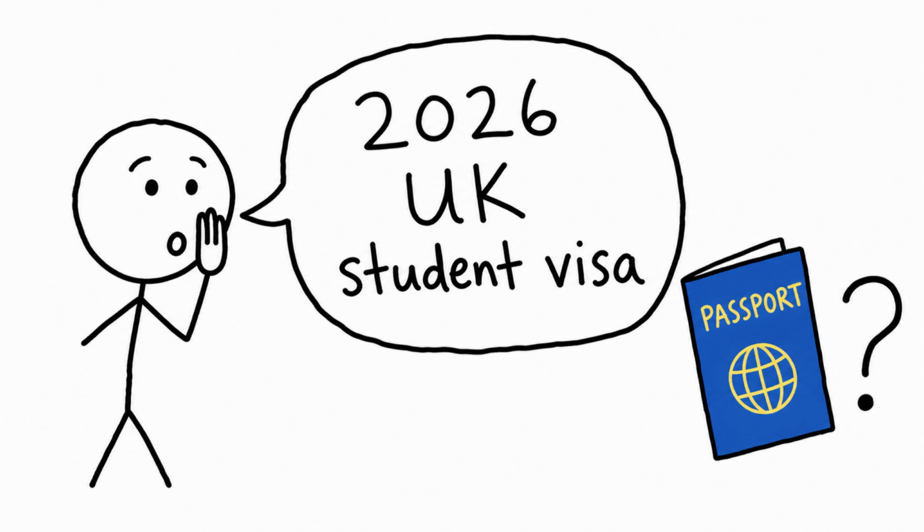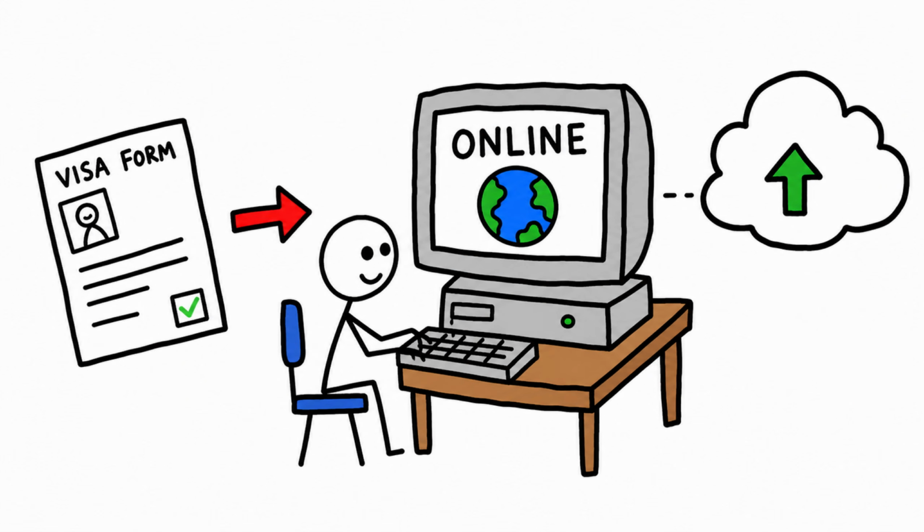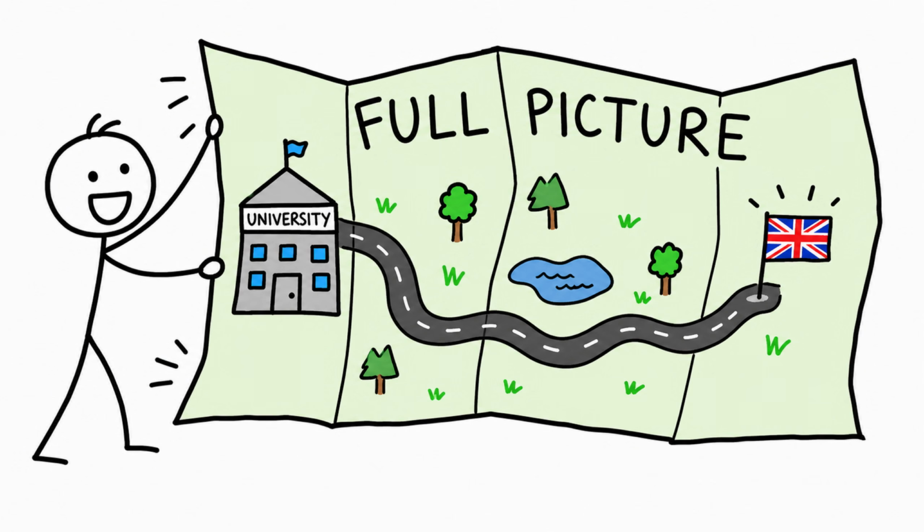So here's the first thing nobody tells you. In 2026, applying for a UK student visa usually doesn't involve any sit-down interview. There is no officer across a desk stamping your passport on the spot. Almost all of it happens online. And in this video, I'm going to show you exactly what you need and where each piece actually happens. I've been through this myself, so I'll tell you how it really works.